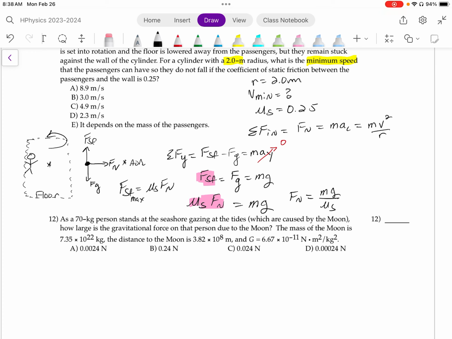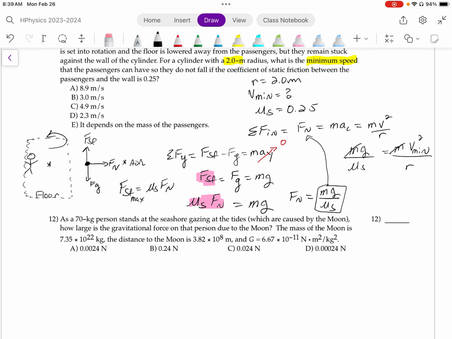So if I'm just about to slip, think about this. I'm going slower and slower and slower, and eventually that person's going to start sliding. If I need to know the minimum speed at which I can run this ride, that force of static friction will be at its maximum. Okay, so I will use this value for force normal and plug it into here. And so I have mass times little g over mu sub s is equal to mv squared. This now becomes my minimum speed because I'm at my maximum force of static friction.